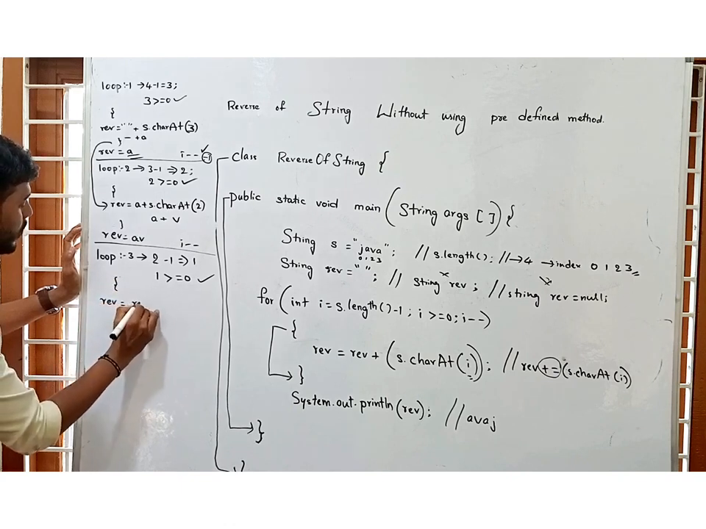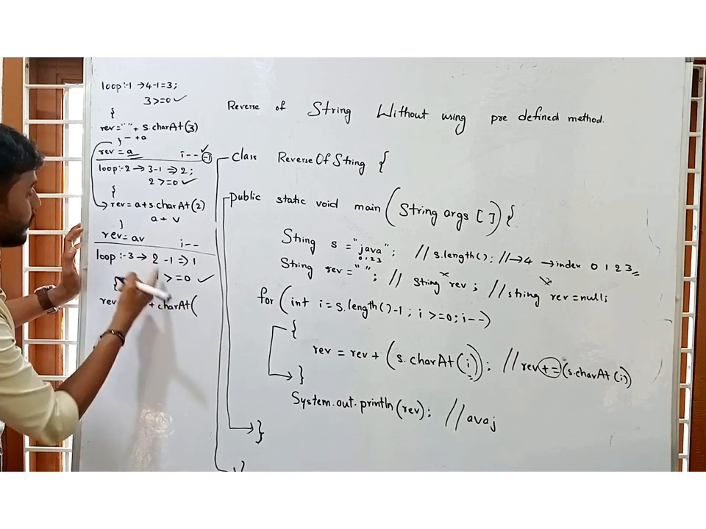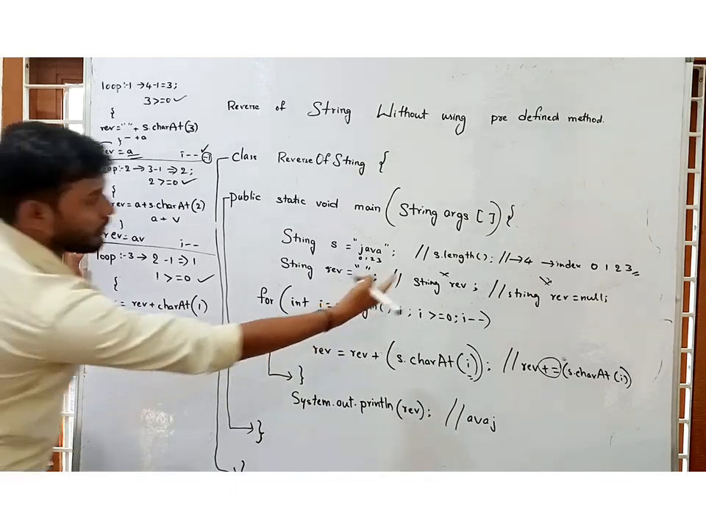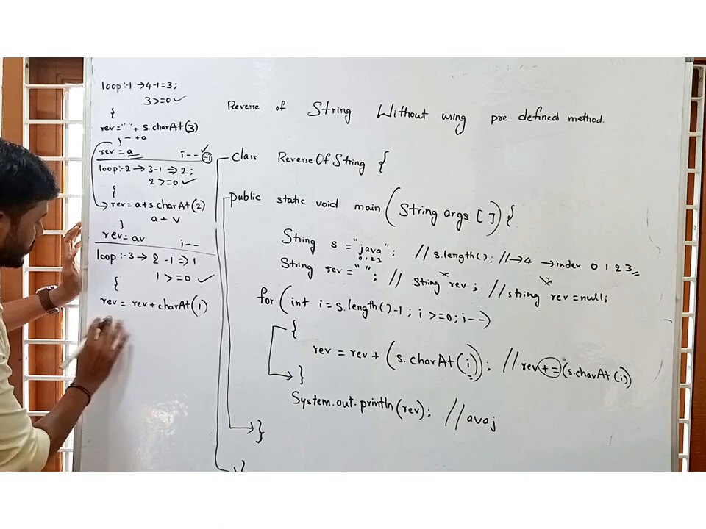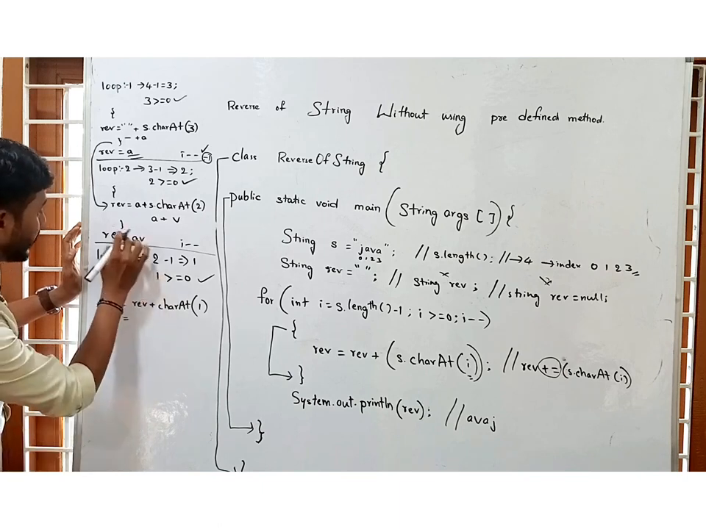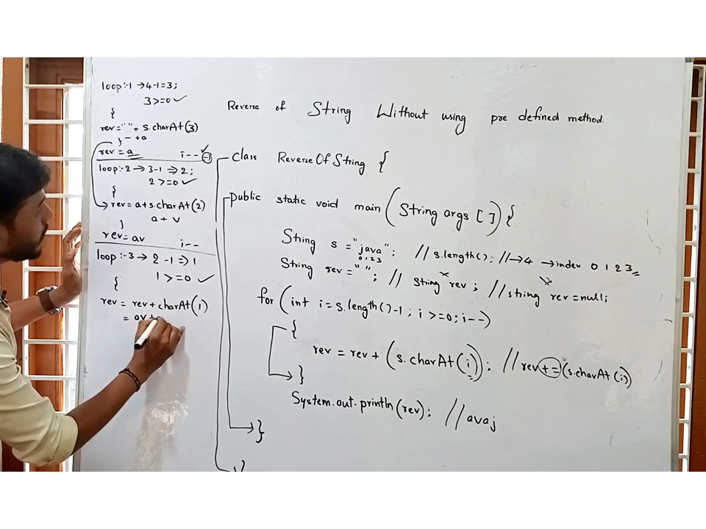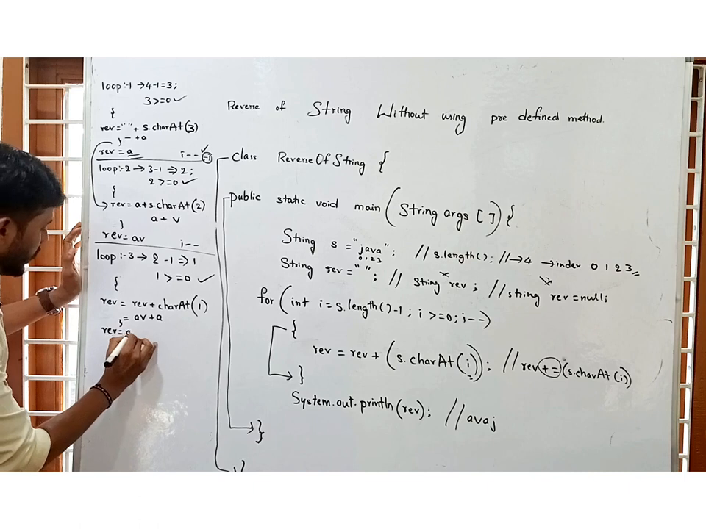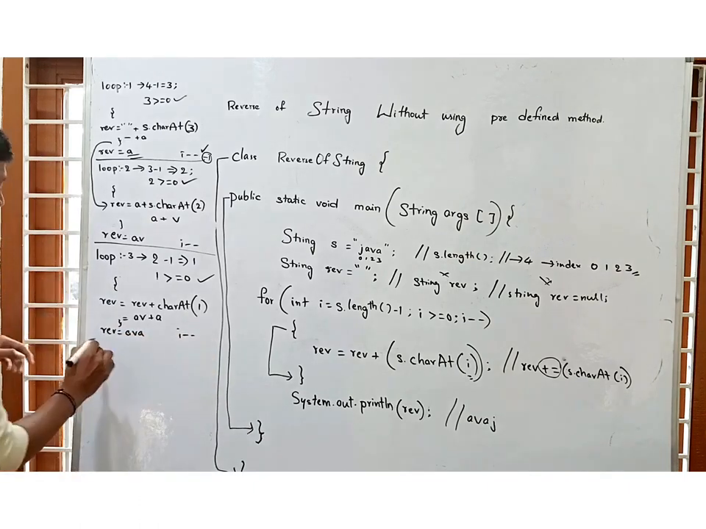Reverse equal to reverse plus charAt I. What is that I value? I value is 1. CharAt 1: in that place we have the index value A. So reverse equal to, already the reverse value is AB, plus A. Now reverse value equal to ABA. Reverse value equal to ABA. Again we have I minus minus.